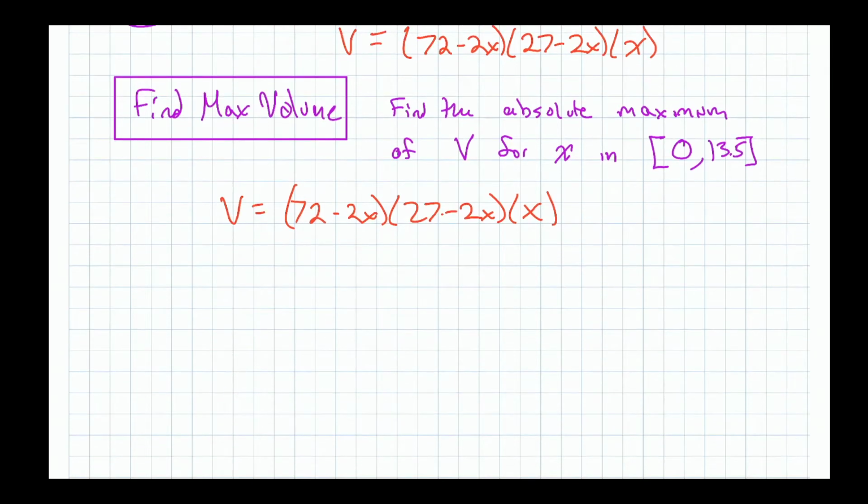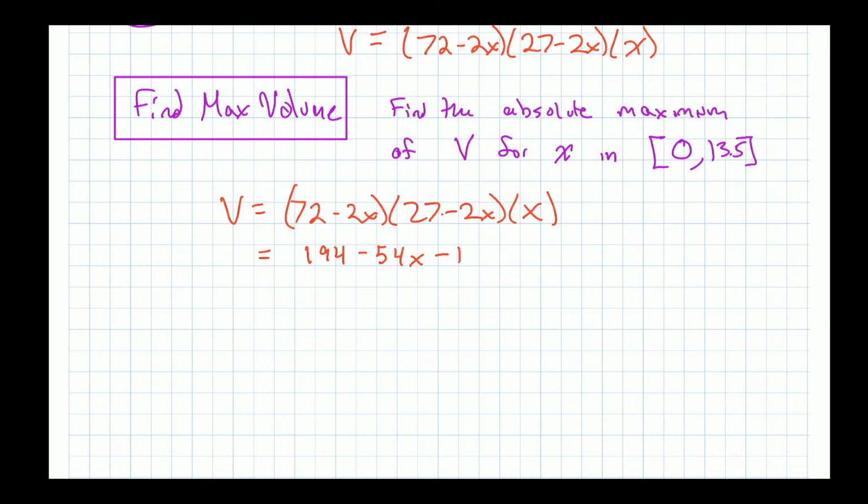All right. Now, I can't do calculus on it this way. I need to multiply this all out. So that's what we have to do. So I grab a calculator. I'm going to FOIL this out. So 72 times 27, that's 1944. Then I have minus 54x.